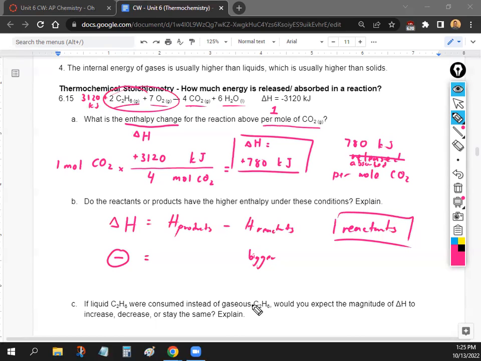Sorry, I didn't understand your question. Since the enthalpy change is negative and this is our equation, let's use x and y. In order for the difference to be negative, the magnitude of this number has to be bigger than the x, okay?